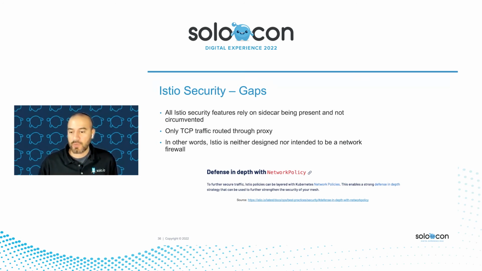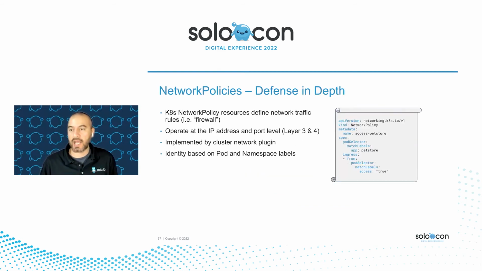Even the Istio security best practices documentation calls out that, to further secure your mesh, it's worth exercising defense in depth. And you can do so, for example, using a network policy. A network policy is a Kubernetes API that essentially defines what you would think of as a network traffic firewall rule, because it operates at layers 3 and 4, the IP address and port level. And it's typically implemented by your cluster network plugin.